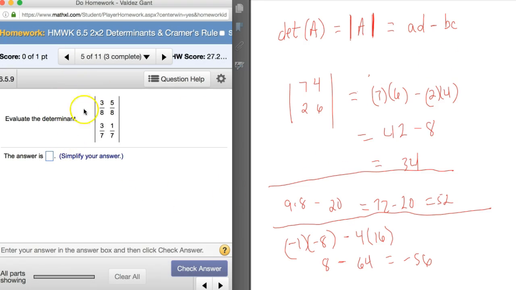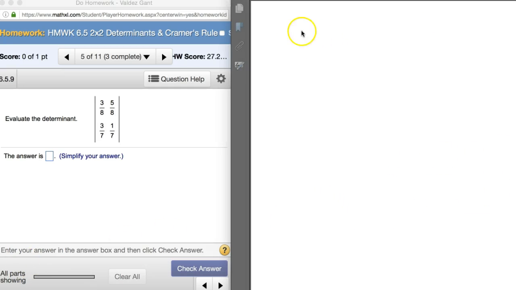All right, so now we're going to calculate the value of this determinant. Let me make some more room here so that we can do that. We're going to do just like how we did last time, and we're just going to multiply top times bottom minus bottom times top. So we have 3/8 times 1/7 minus 5/8 times, or should I say 3/7 times 5/8. Let me do it in order.